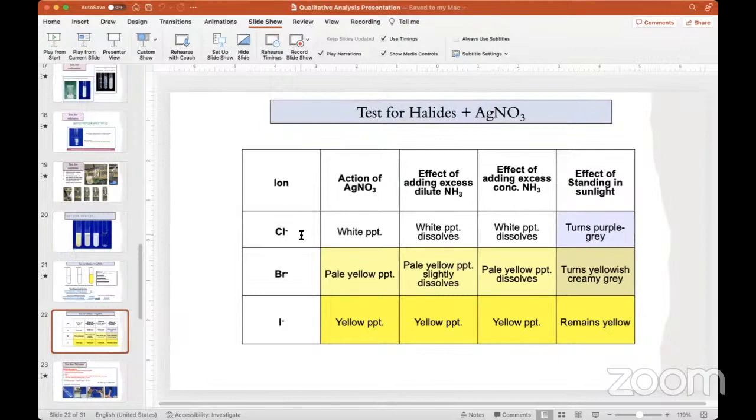If it's chlorine, that's what we see. If it's bromine, that's what we see. If it's iodine, it's yellow all the way around. We know it's chlorine. So we're going to talk about white, right?